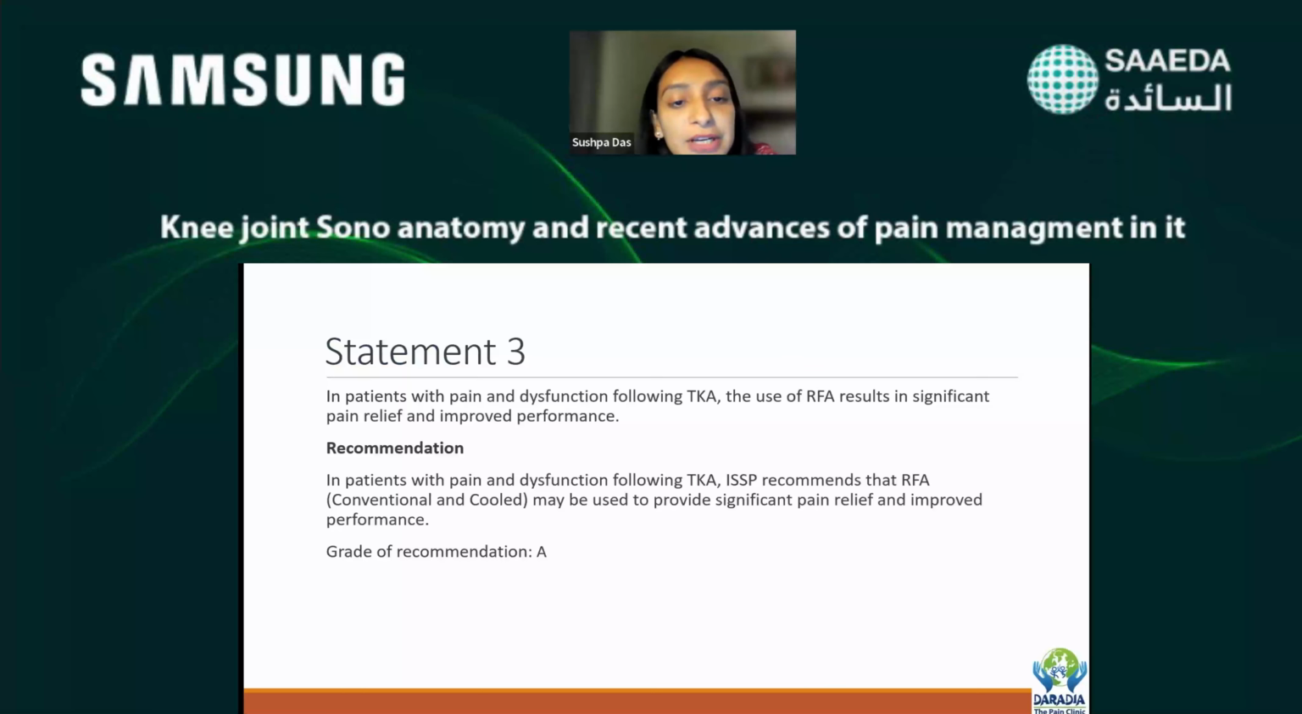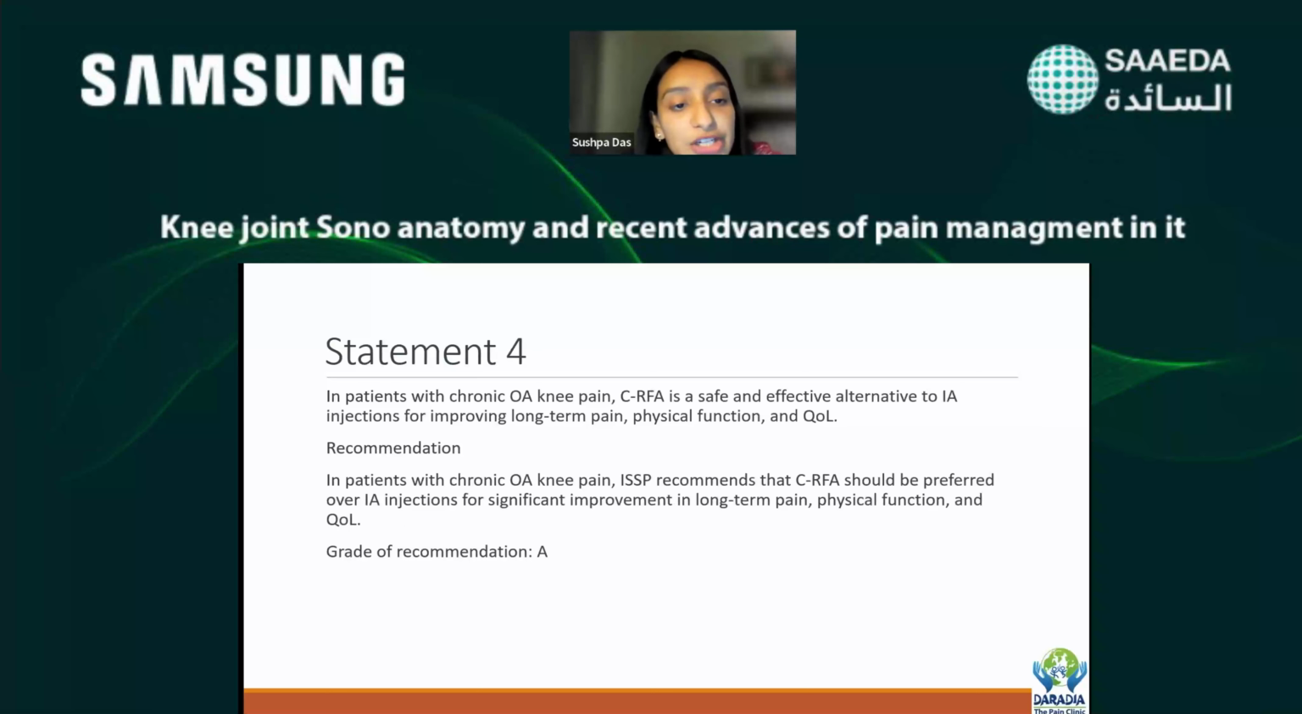And then in patients with pain and dysfunction after total knee arthroplasty, RFA gives good pain relief and improved performance. So after TKR also, we can go for radiofrequency. And in patients with chronic osteoarthritis knee, cooled radiofrequency is a safe and effective alternative to intra-articular injections for improving long-term pain, physical function, and quality of life of the patient.